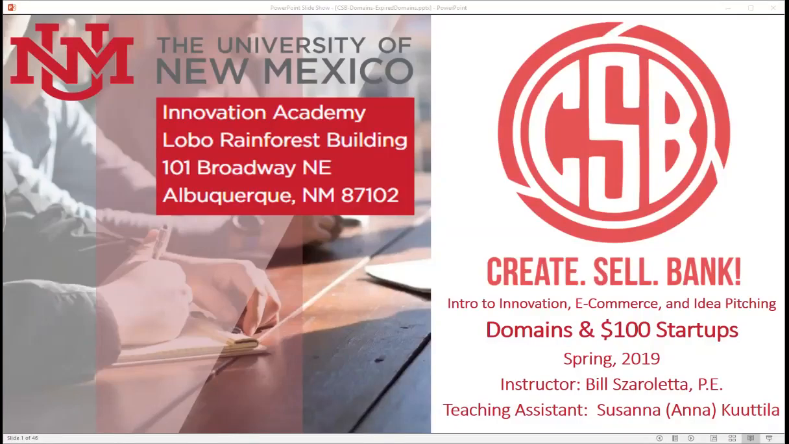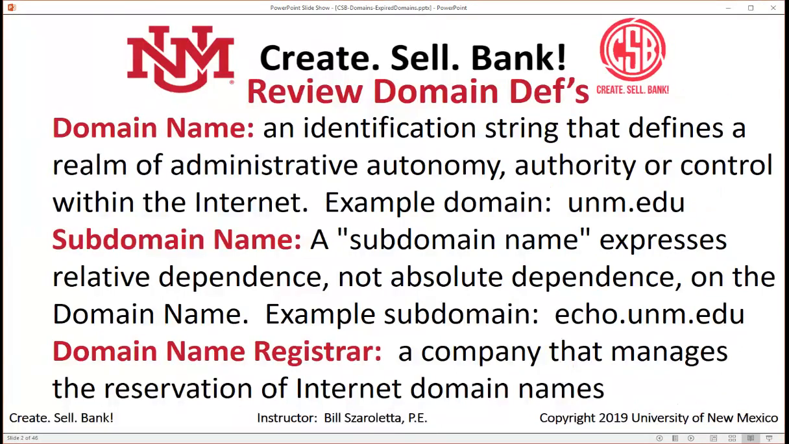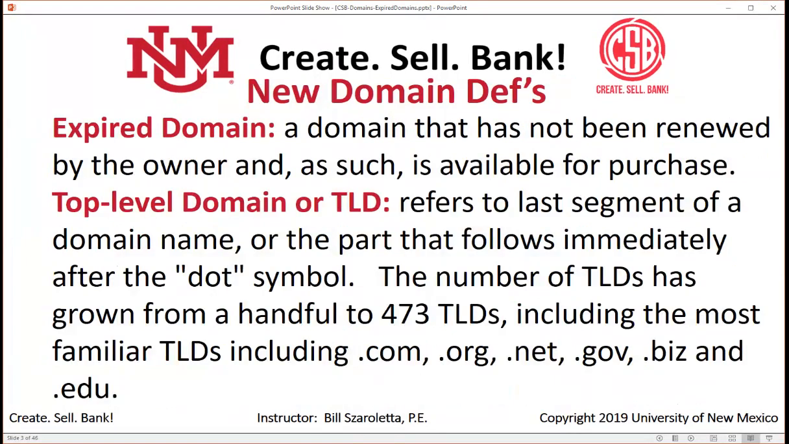Welcome to this module on Create Cell Bank called Domains and some $100 Startup Ideas. Before, we had some domain definitions in the e-commerce definitions module. You can review these: domain name, a subdomain, a domain name registrar. What's going to be important for this module is the domain name and the domain name registrar. An expired domain is very important also for this. It's a domain that has not been renewed by the owner, and as a result, it is available for purchase.